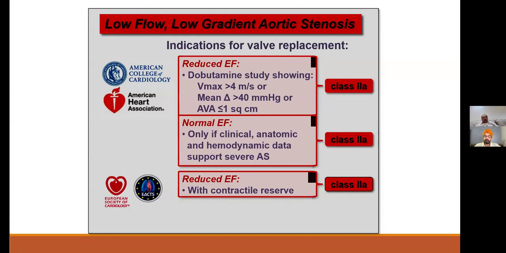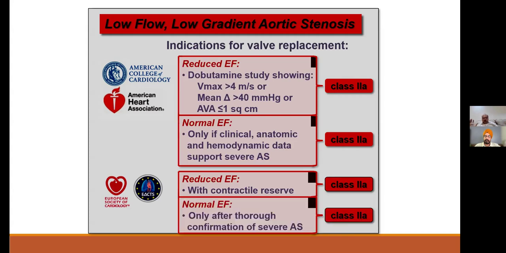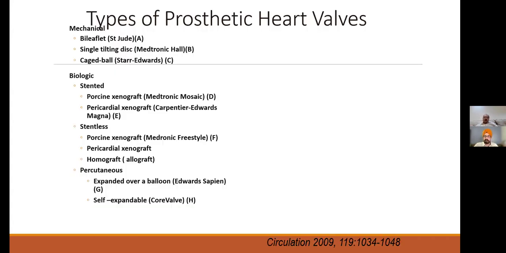Now, indications for valve replacement in low flow, low gradient with normal LV with severe AS is only if clinical, anatomical, and hemodynamic data support severe AS. This is from the American side. For the European side, if it is a paradoxical AS, only after thorough confirmation of severe AS can you do it. It's a class 2A indication, but fortunately or unfortunately, doing so improves the survival, but not really the survival benefit. The class of symptoms improves.